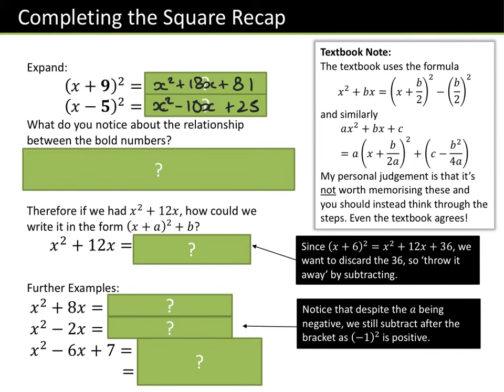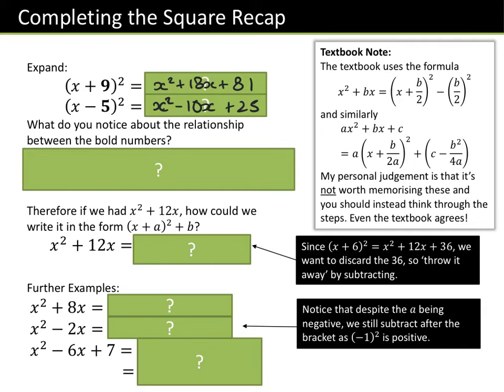And the relationship between the bold numbers is they are square numbers. Okay, when you think your plus 9 and your minus 5, we square them. Sorry, they're not square numbers, but we square them to get this 81 and this 25. That's what the relationship is.